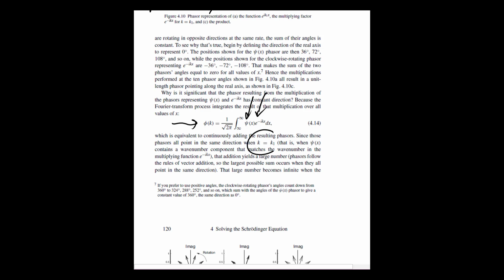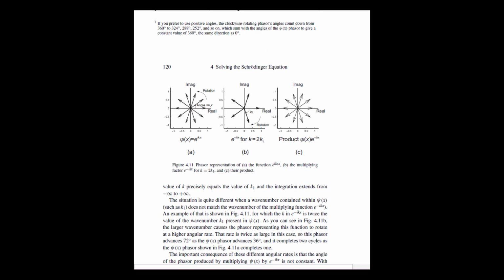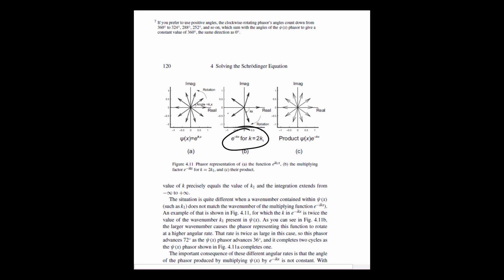Okay, that's exactly what we hope for when k equals k1. But what about the case where the Fourier transform testing function, the one we're going to multiply psi of x by, is no longer at the same wave number? In this case, I've taken k equals 2k1. So the wave number is twice as big. That means the wavelength is half as big.